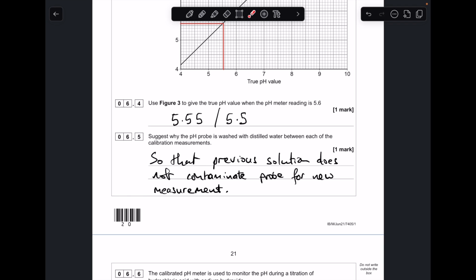Part 5, suggest why the pH probe is washed with distilled water between each of the calibration measurements. Obviously, if you've got any previous solution on the probe, it's going to contaminate it, and obviously the new measurement is going to be inaccurate.